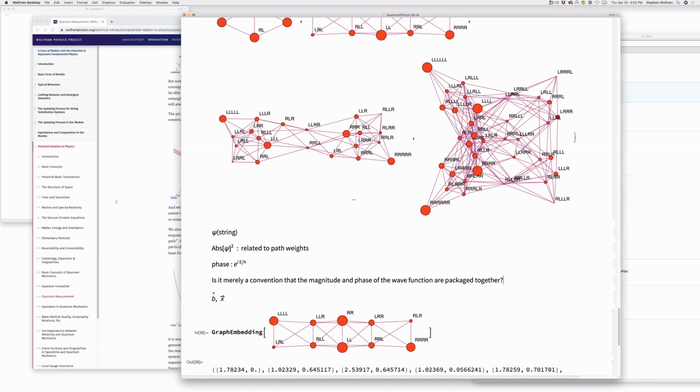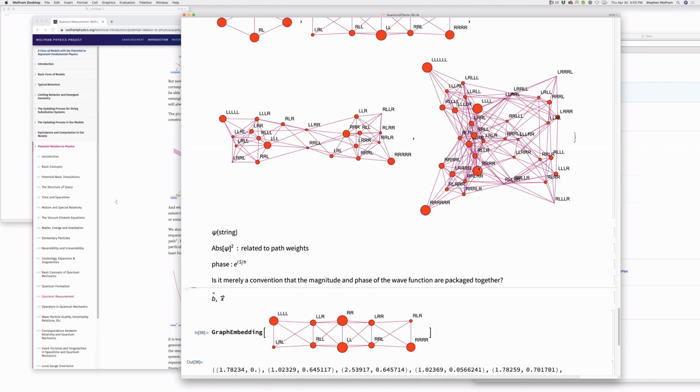Okay, so let's go back. So given that understanding, it makes sense to think about the position in branchial space, even this rather arbitrary layout, as corresponding to phase. So if we think about that as phase, then we've got this map of phase and magnitude.